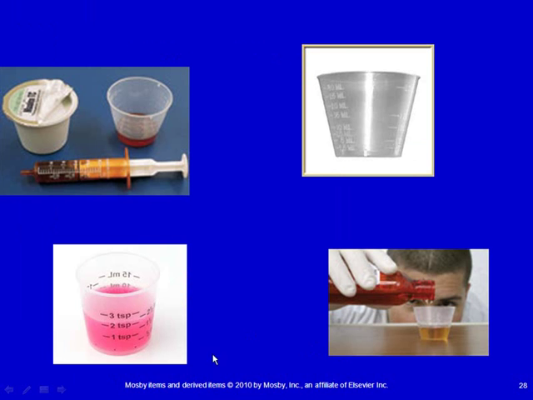Here are other ways that we measure volume. If we had to do a precise dose, we might use a small syringe for a child. We could pour it into a graduated medicine cup. Here you see 1 teaspoon, 2 teaspoons, and on the far side of the cup, you can see it's 10 milliliters. These are the cups you've seen in the class.